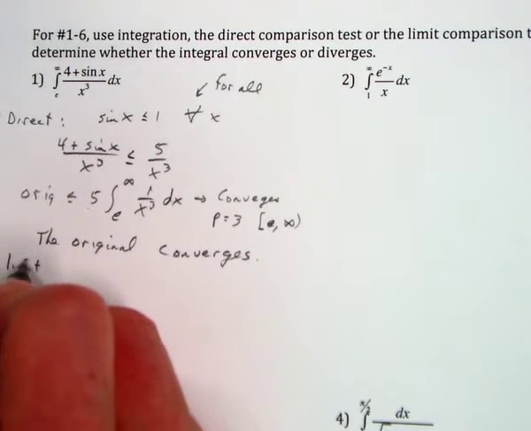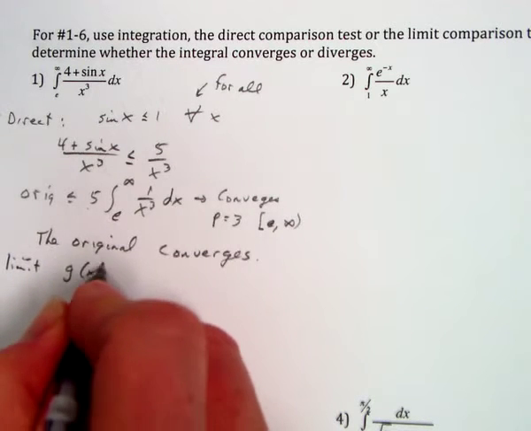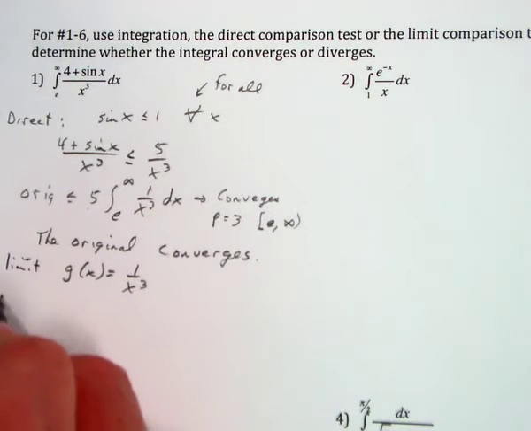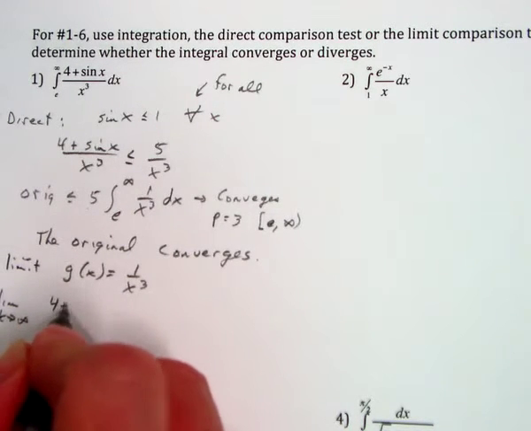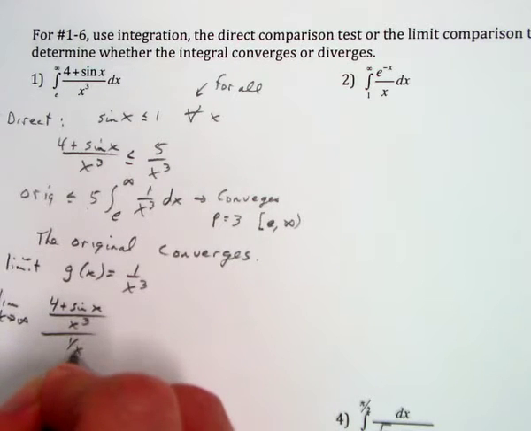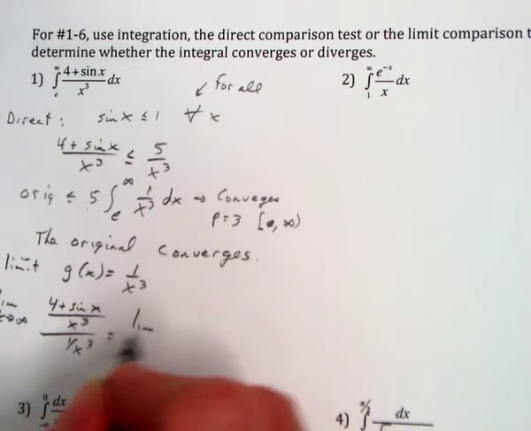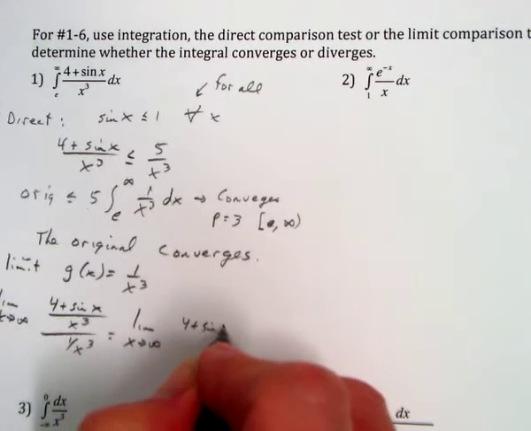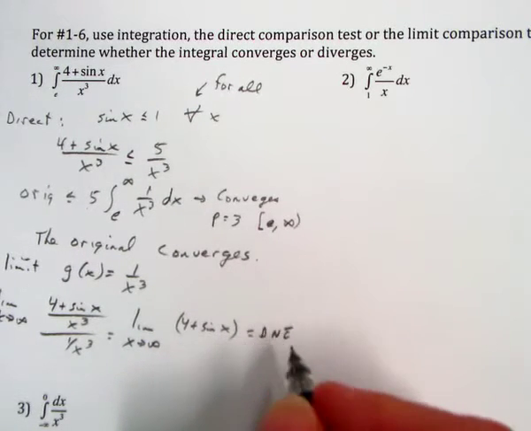Let's take a look at the limit as well. We need to find a function to compare it to. Let's use the same one, 1 over x cubed. So we'll find the limit as x goes to infinity of (4 plus sine x) over x cubed divided by 1 over x cubed. And then when we flip and multiply by x cubed, those will reduce out, and we get 4 plus sine x. And that does not exist since it oscillates.